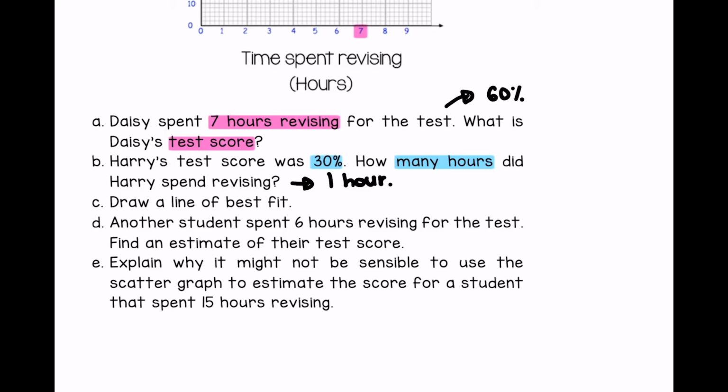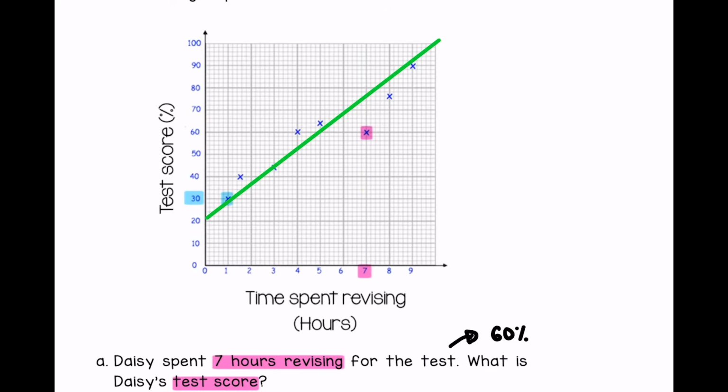The next question says, draw a line of best fit. So now remember, to draw your line of best fit, it's going to be an estimate, and everyone's line of best fit might look slightly different. So what you're going to do is try to have the same number of dots or crosses on either side of the line of best fit when you draw it. Alright, my line of best fit looks something like this.